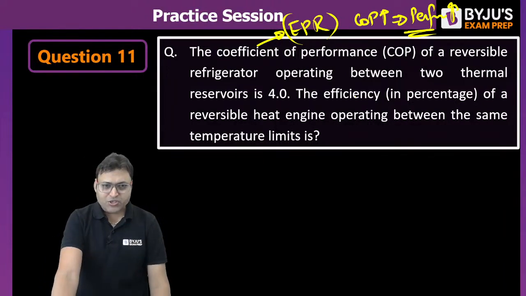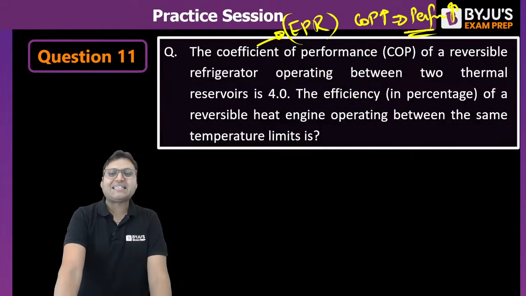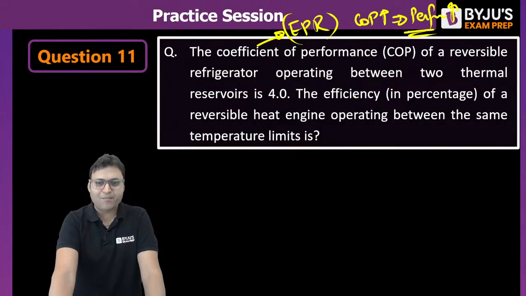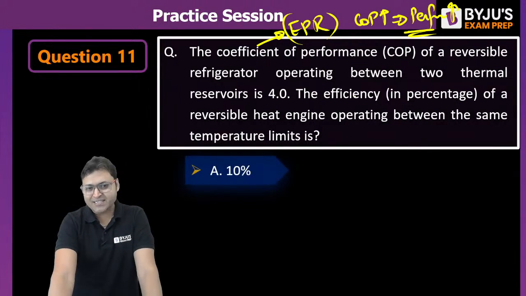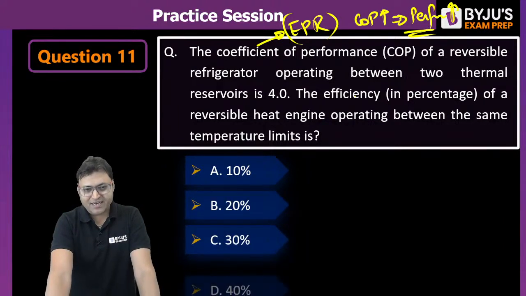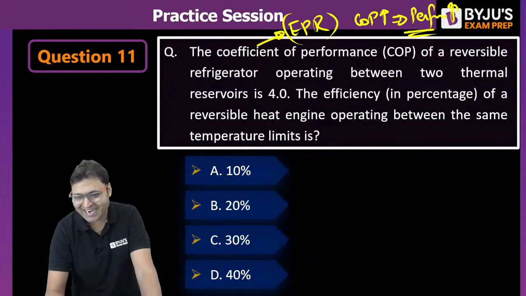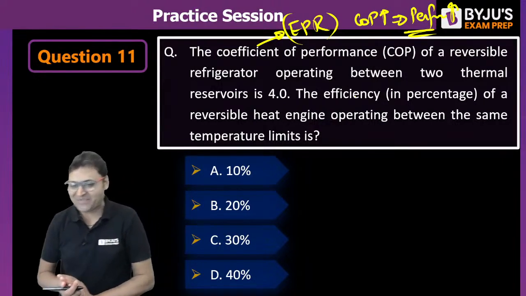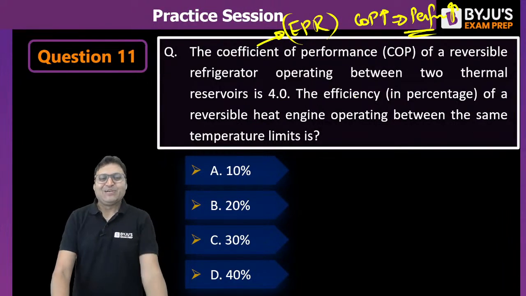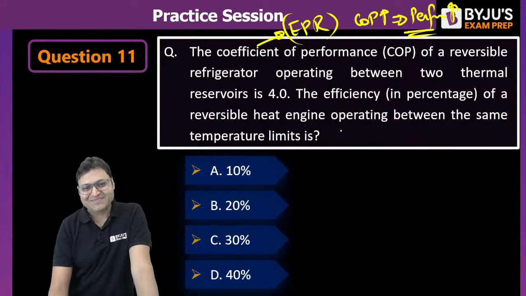So the question says the COP for a reversible refrigerator operating between two thermal reservoirs is 4. What is the efficiency in percentage of a reversible heat engine operating between the same temperature limits? Options say 10%, 20%, 30% and 40%. Arnav, there is no option containing 25%.